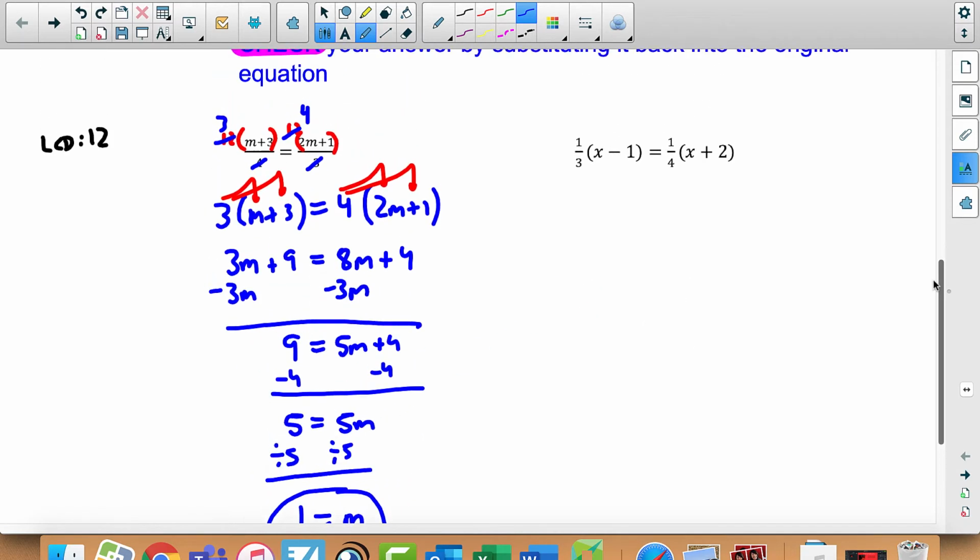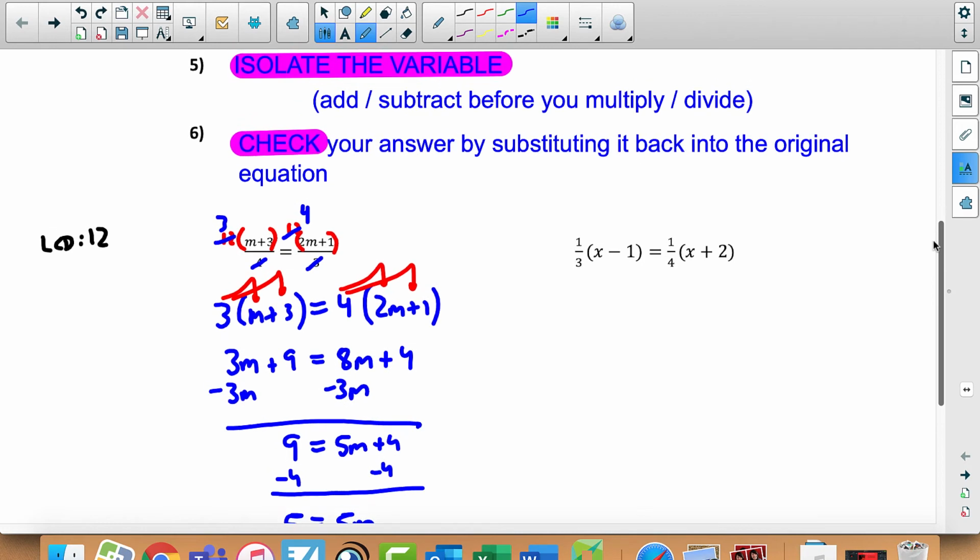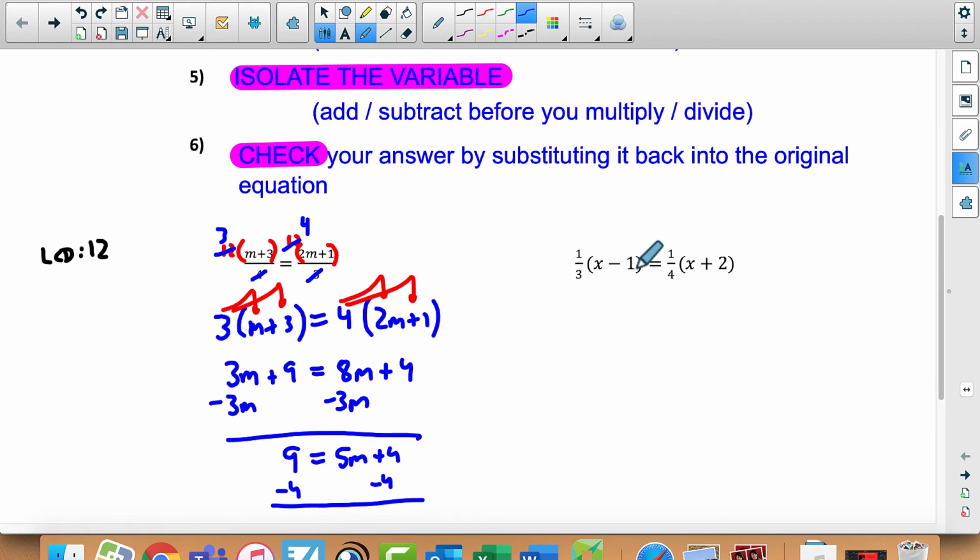Tough question. And guess what? They're going to get tougher. So the next one here, we need to look for the lowest common denominator of 3 and 4. Well, just like last time, I should be a little more original here. The lowest common denominator is 12.